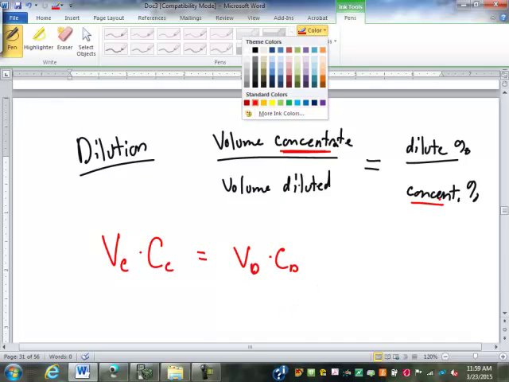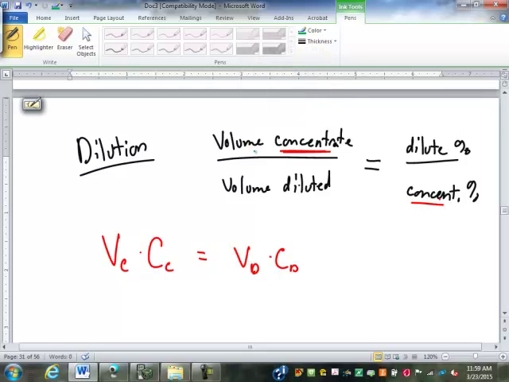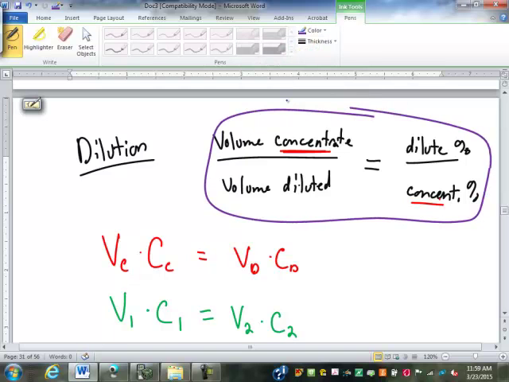In order to avoid the confusion of having the C's and D's as our subscripts, we usually just write it as volume 1 times concentration 1. So the original volume times the original concentration is going to equal the new volume times the new concentration. And again, that comes from solving this proportion with our dilutions.